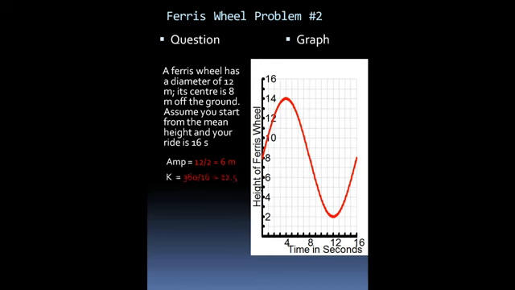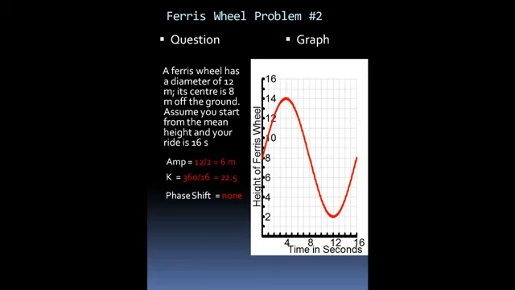The K value is just simply 360 degrees divided by the period. So you got 360 divided by 16, which is 22.5. The phase shift in this case does not move left or right. There's no horizontal translation left or right. It's assumed that you started at the mean, so 0 is your phase shift.